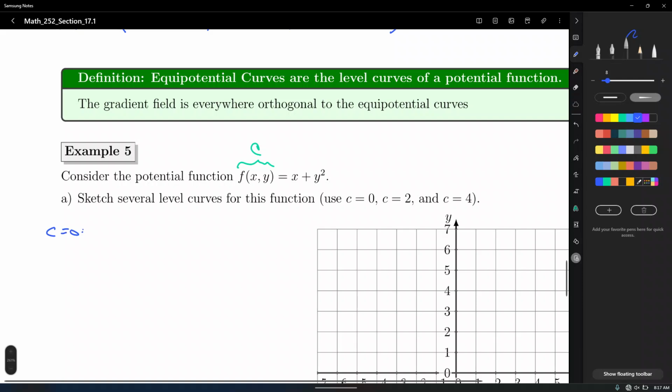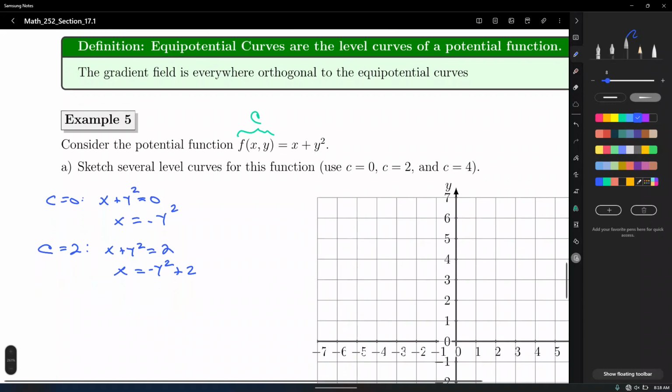x plus y squared equals 0. In this case, that's x equals negative y squared. So we're going to have a sideways parabola pointing towards the left because of the negative sign. For c equals 2, that means x plus y squared equals 2, so x equals negative y squared plus 2.